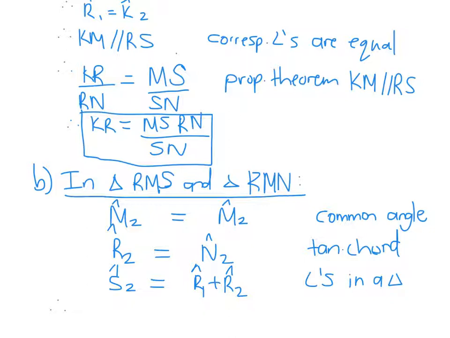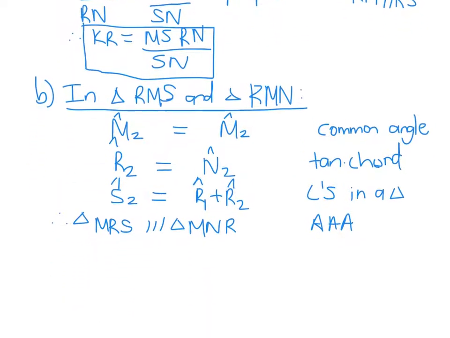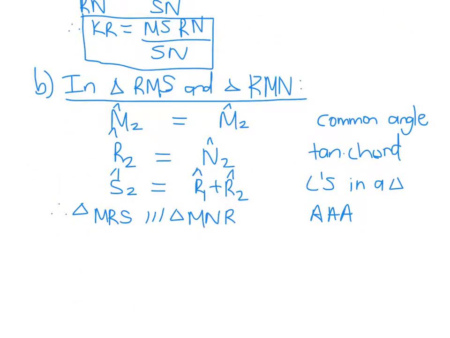Therefore, and I'm just going to write this one in alphabetical order, triangle MRS is similar to triangle MNR. M goes with M. R on the left goes with N on the right. S on the left goes with R on the right. That's angle, angle, angle. Now, once I've proven this similarity, I'm going to try to write them in proportion because I want to get MR squared. So let's go and have a look.